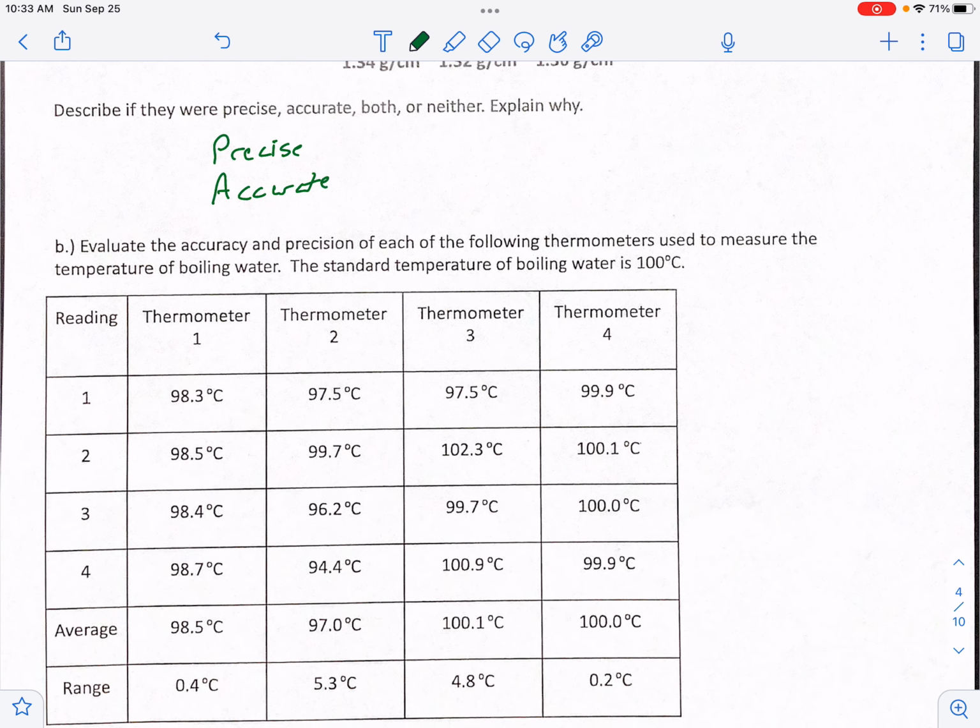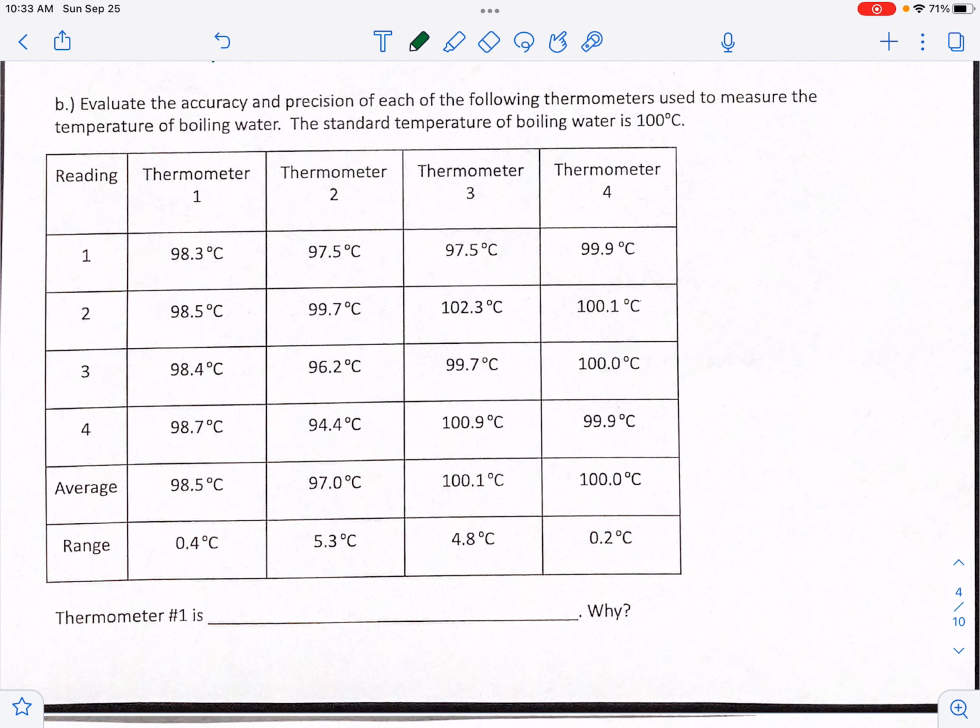Okay, now let's go down to something like this. You have a bunch of thermometers, you're taking different measurements, and we're going to see how accurate and precise each one is. So please make sure you're reading through your problem because I tell you what the target is right here, which is 100 degrees Celsius. So if I looked at thermometer 1, I have 98.3, 98.5, 98.4, 98.7.